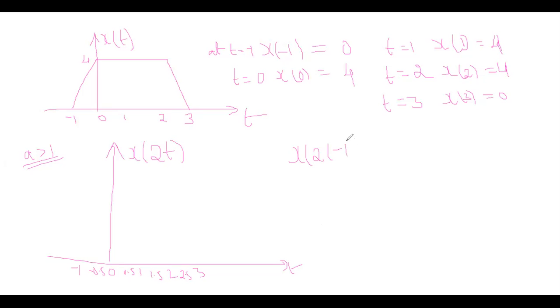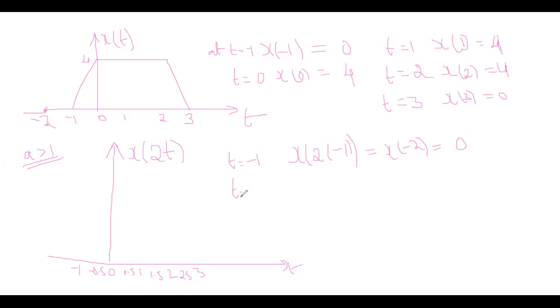Okay, 2 into -1. I'm taking the -1 value. What is 2 into -1? It is x of -2. Is there any value of -2 here? -2 is a 0. So x of -2 is a 0, at t equal to -1.